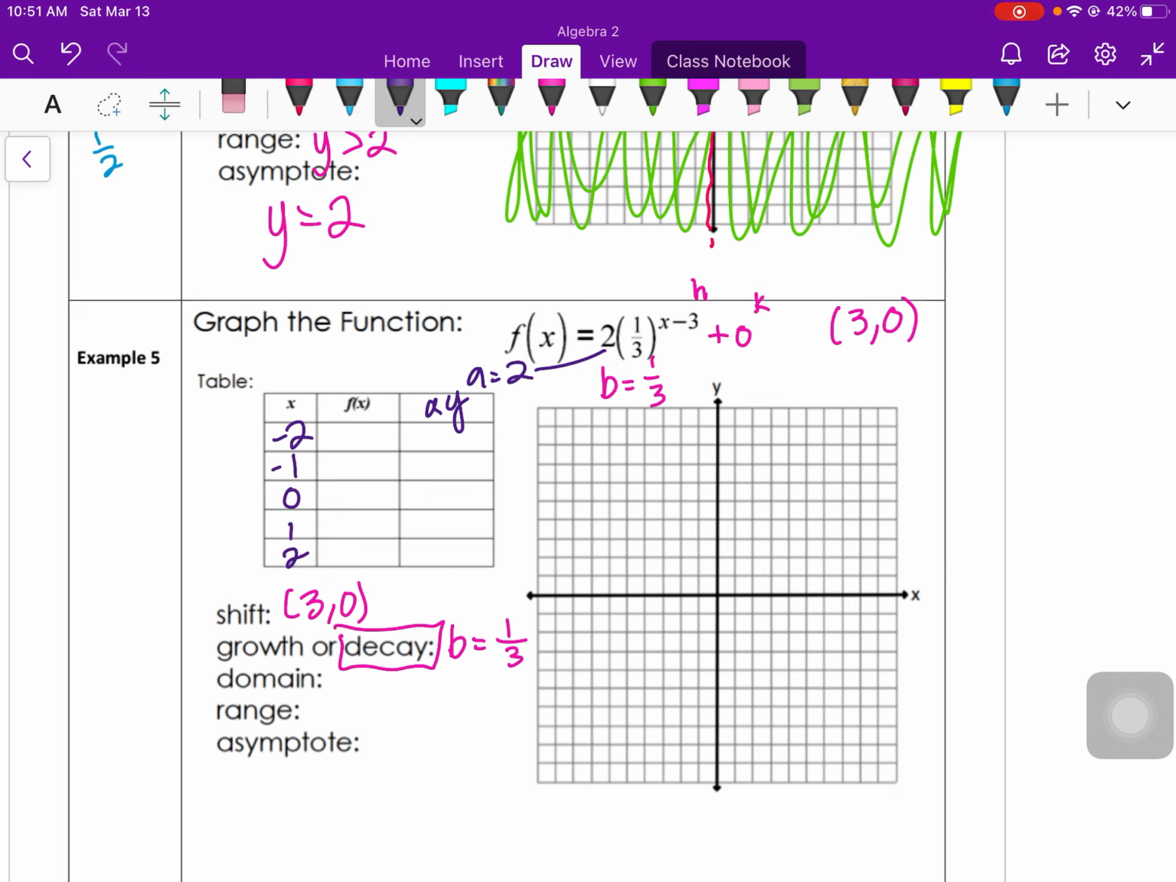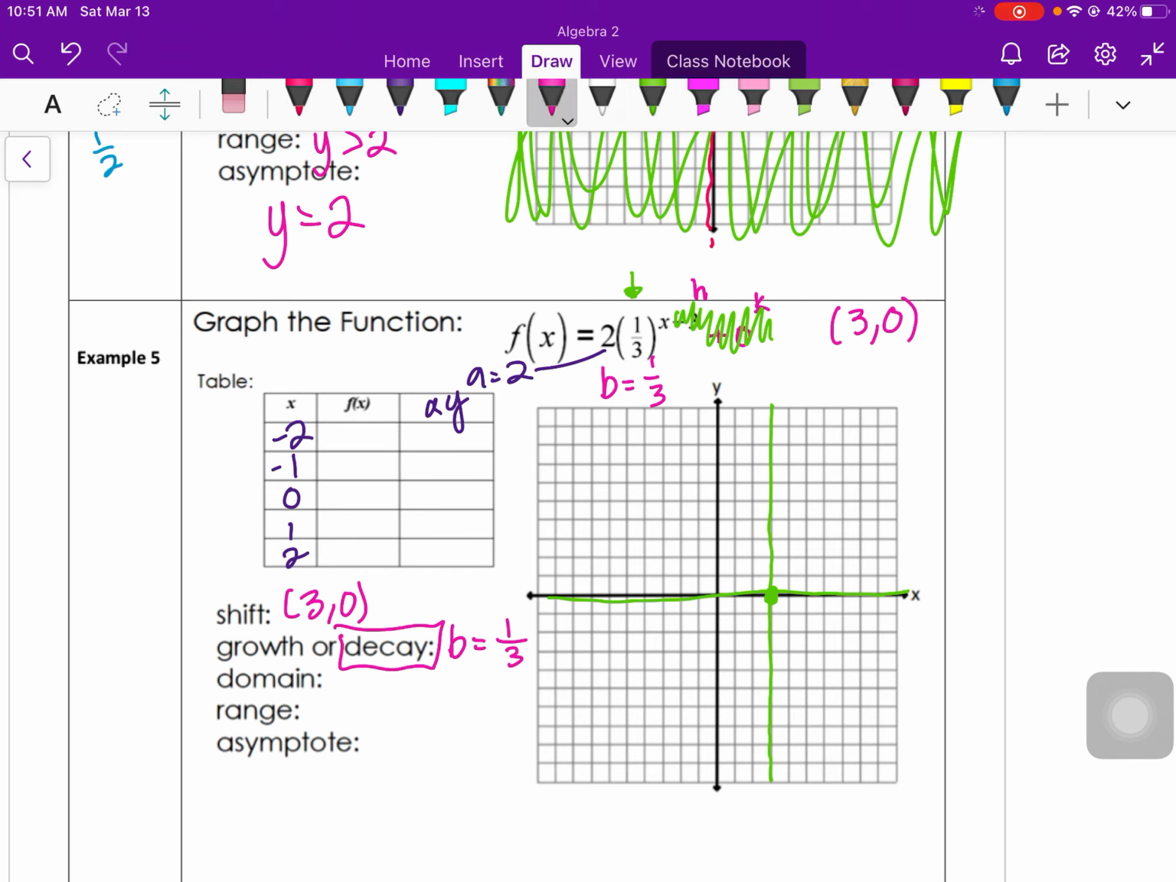And I'm going to be using 1/3 as my base. So now that we've got all of this fun stuff, we can get rid of this and this. All I care about is raising this to my power. So first let's plot 3, 0. So that's where I'm going to be shifting from. 3, 0. And it's a decay, so it should get smaller and smaller and smaller.